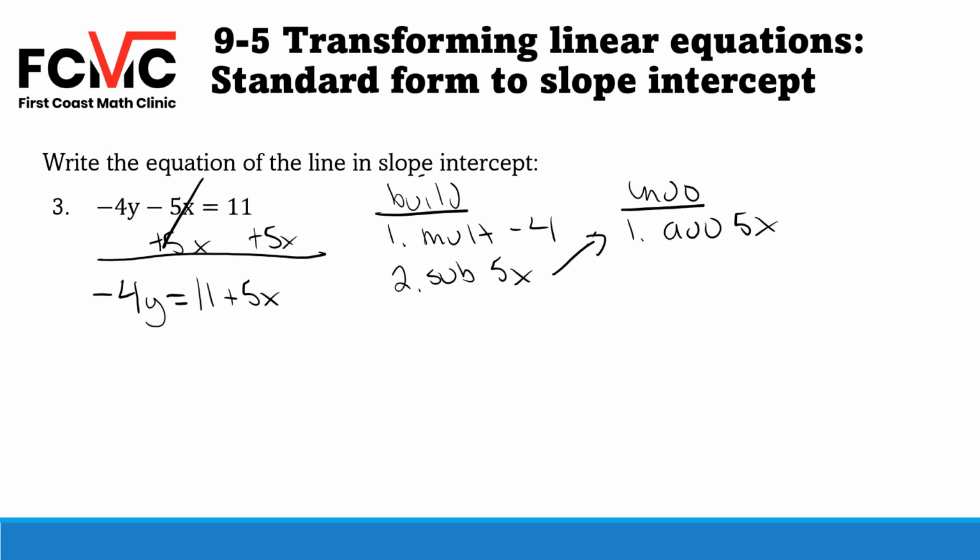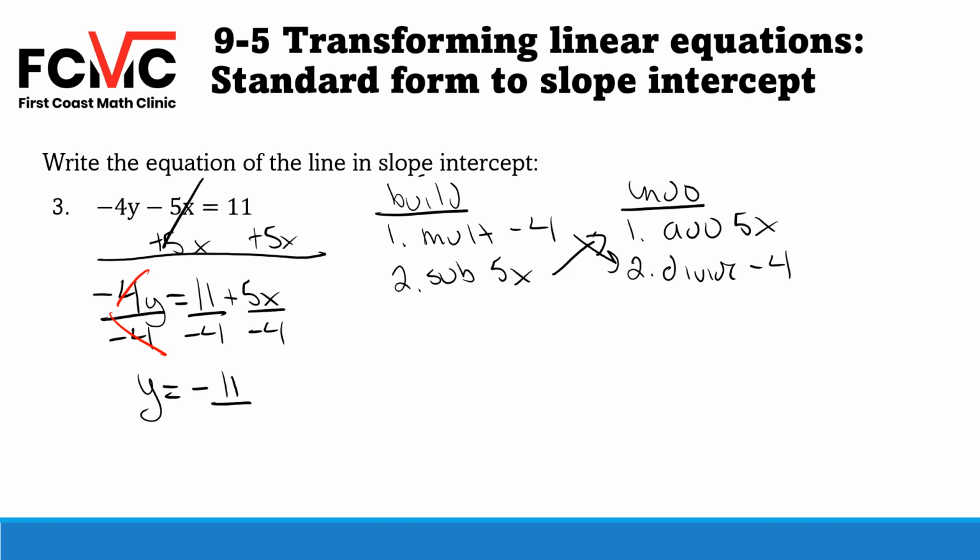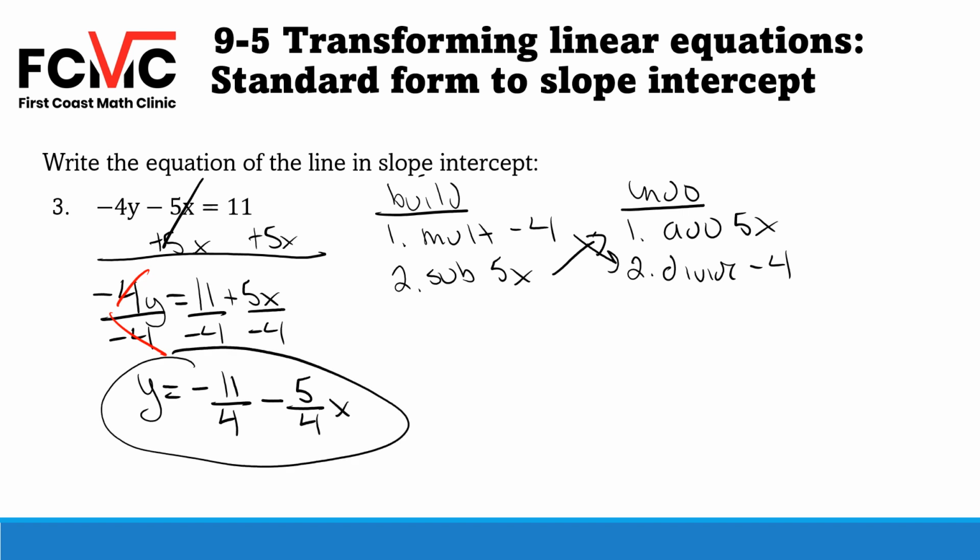Then let's undo multiplying by negative 4 and divide by negative 4. So let's divide everything on the left and everything on the right by negative 4. The negative 4's cancel out. And I get y equals negative 11 over 4 minus 5 over 4x. So this is going to be our equation in slope-intercept form.